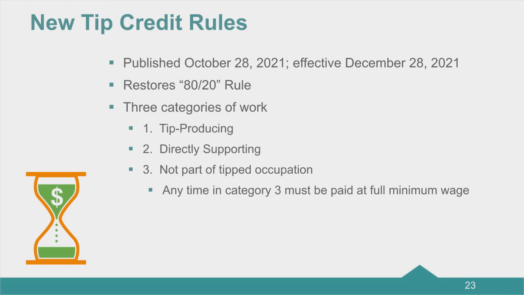It's really hard, particularly in restaurant settings, to really start quantifying what's tip producing, what's not, and breaking it down that way. But the Department of Labor under the Biden administration last year did publish a rule that went into effect in December, which restores that 80-20 rule and breaks work down into 3 categories.